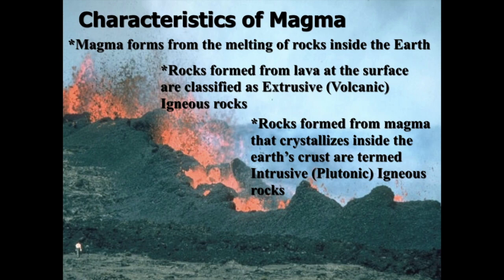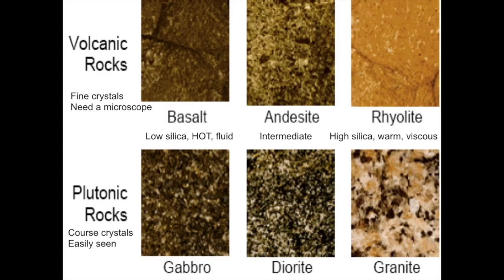Rocks form when the lava that's at the surface cools or freezes, and this is specifically called extrusive rock if it's at the surface. Now remember, igneous rocks of the rock cycle form when liquid rock freezes. Rocks formed from magma that crystallizes inside the earth are intrusive or plutonic rock. Remember, intrusive means in the earth, and this is specifically talking about igneous rocks.